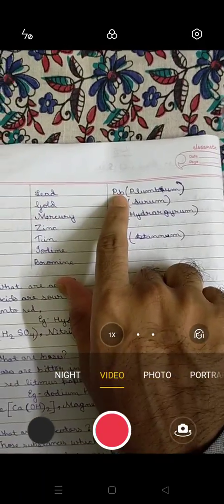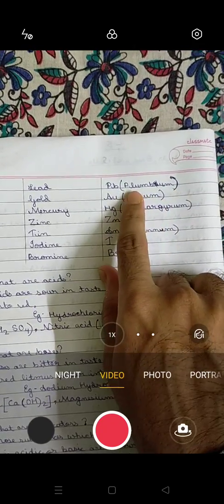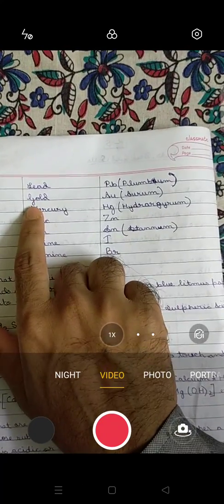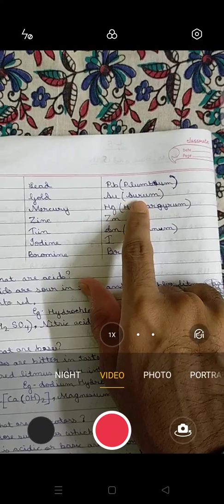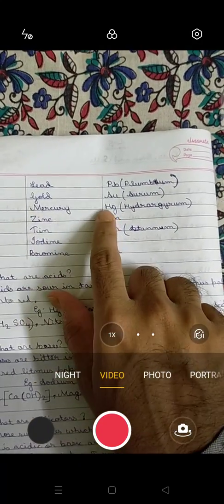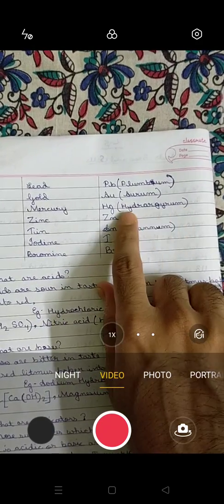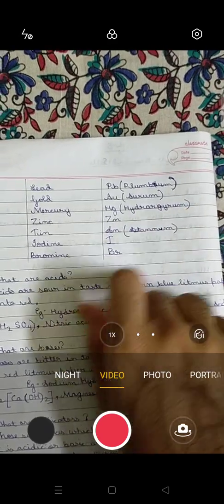Now next is lead. Lead is Pb and it is called plumbum. Next is gold. Gold is Au and it's called aurum. Next is mercury. Mercury is Hg. That is called hydrargyrum.